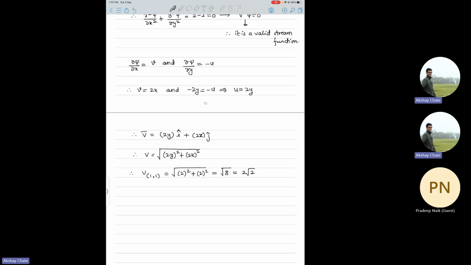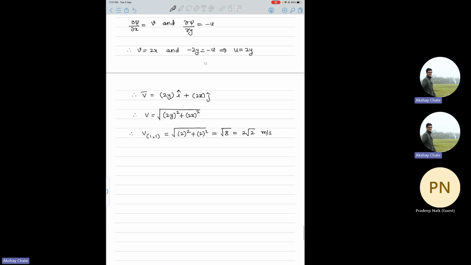And since it's a velocity, maybe you should write the unit also. If I have not written it in the previous questions, you can understand that. It's okay. Any other question?